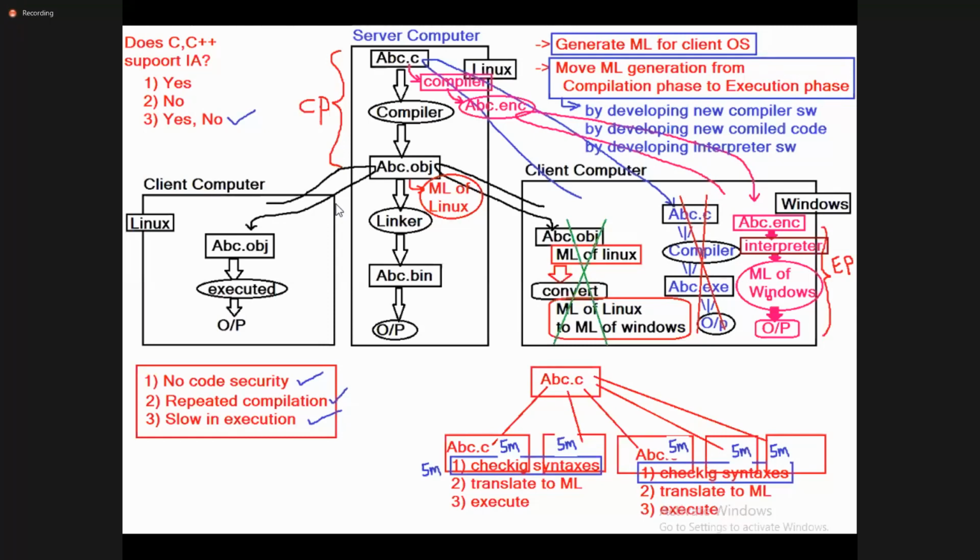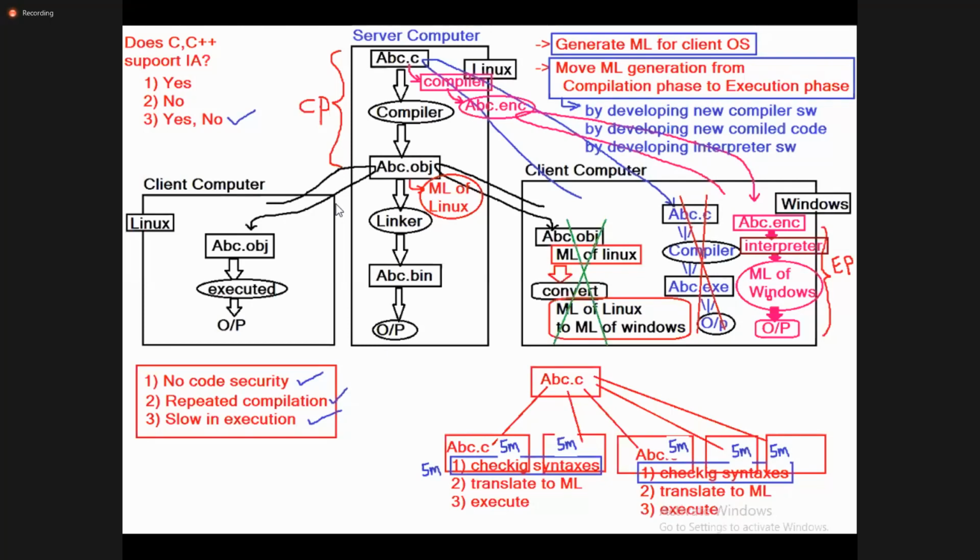So tell me, here you achieved platform independence. Platform independence you achieved by using an interpreter, or by moving machine language generation from the compilation phase to the execution phase, which is the main target. What is the main point to achieve platform independency? Is it because of the interpreter, or is it because of moving the machine language generation?